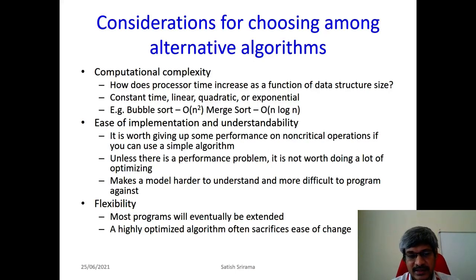The other thing which comes up is flexibility. Most of the systems, most of the programs you write will eventually be extended, or else the system will die out with time. When you have a highly optimized algorithm, as I already mentioned, this sacrifices ease of change. It is difficult to understand, so that means it also sacrifices ease of change, so it is not so flexible. So you need to find a trade-off, a balance, on which algorithm you should choose for your particular problem, for your particular operation in the system.